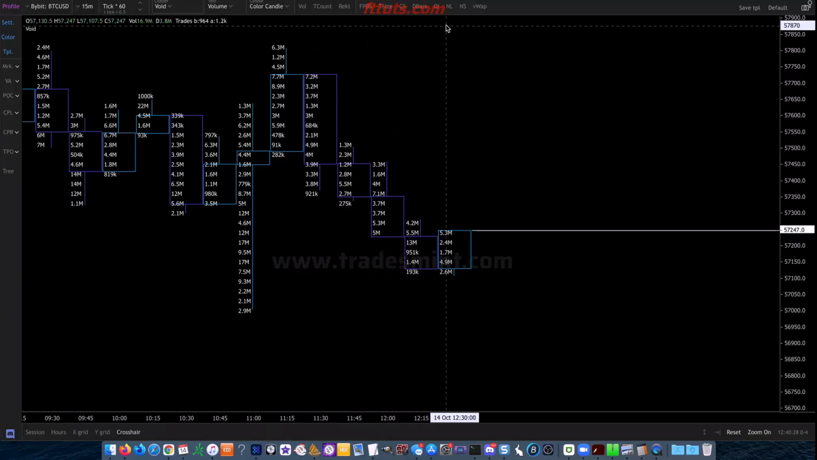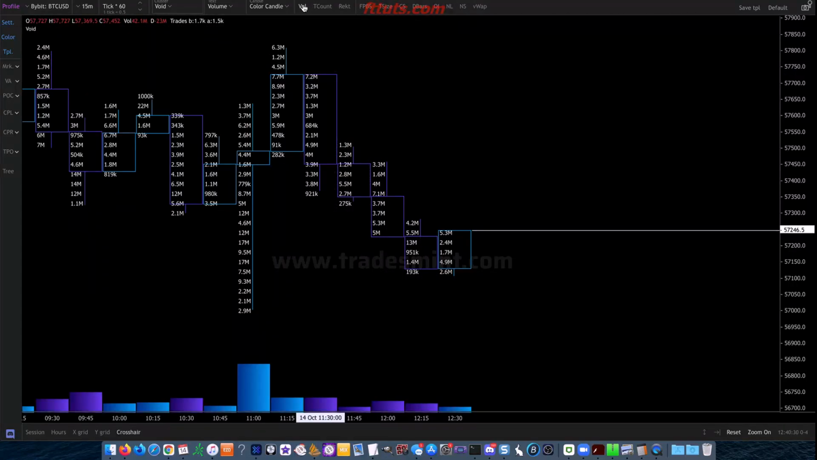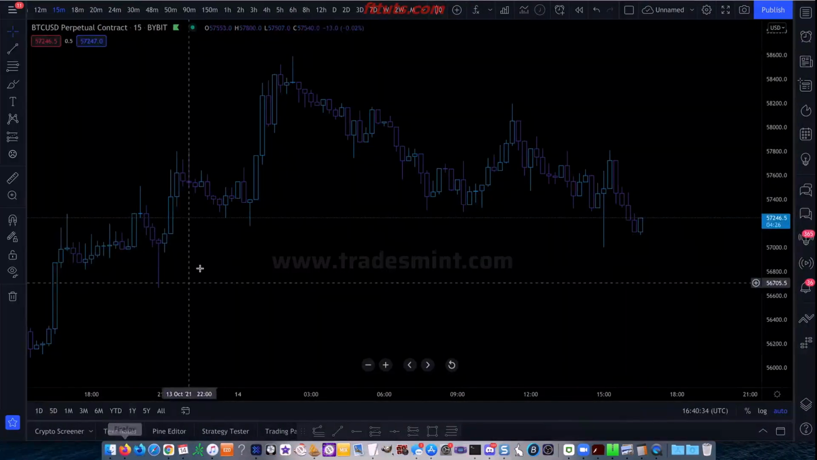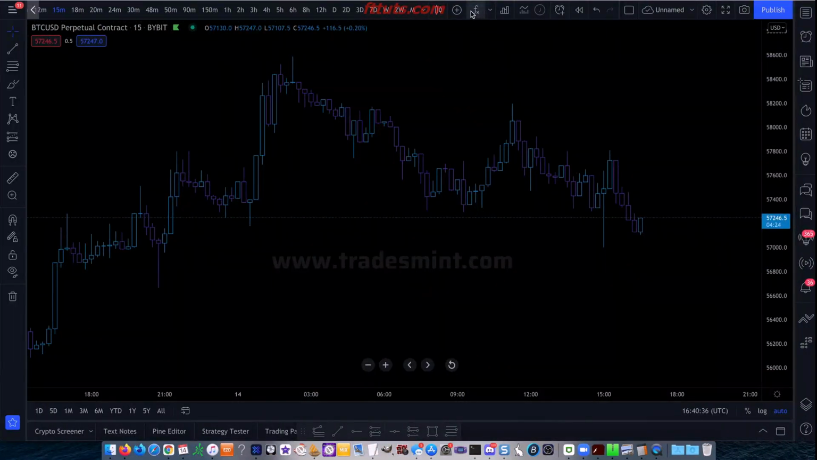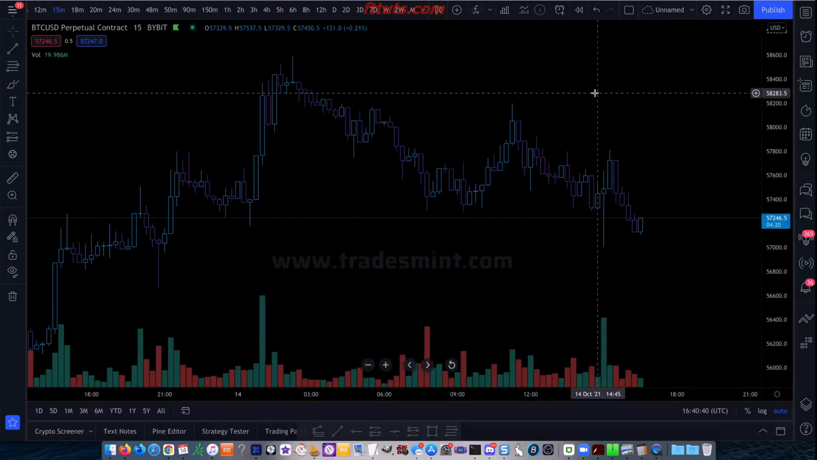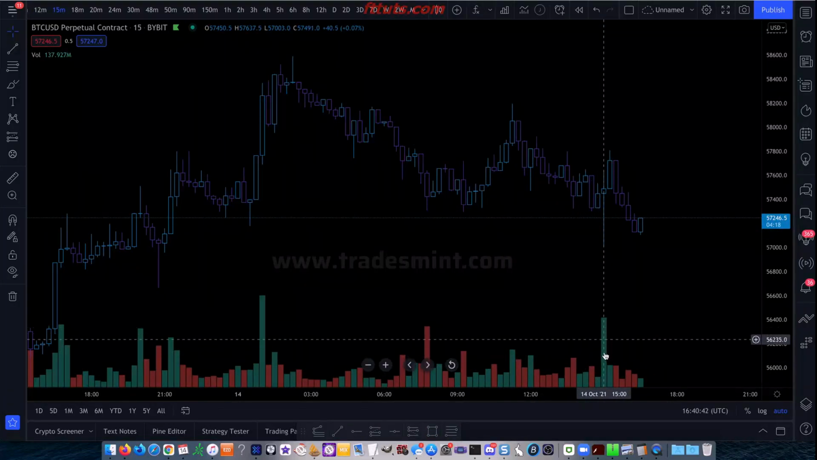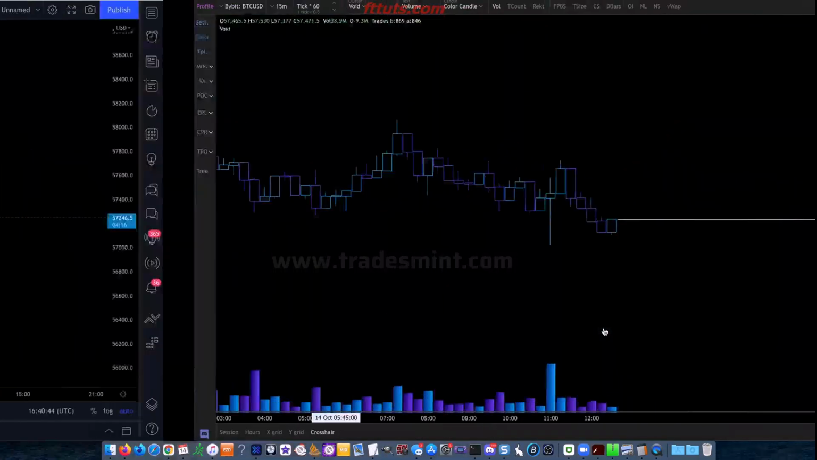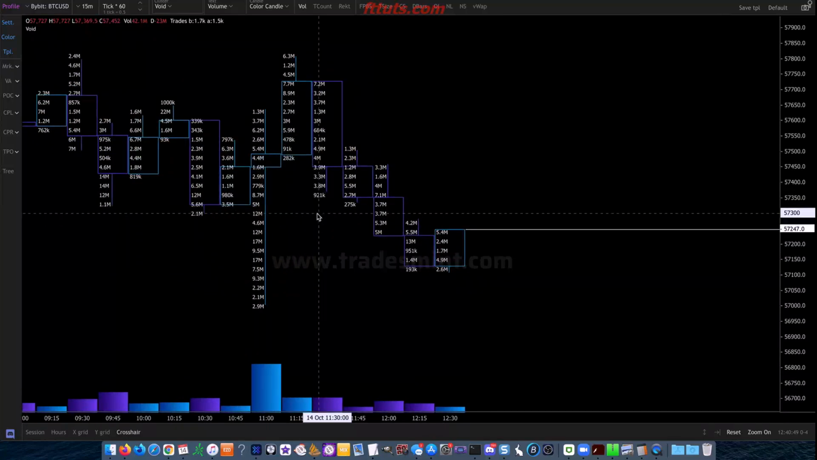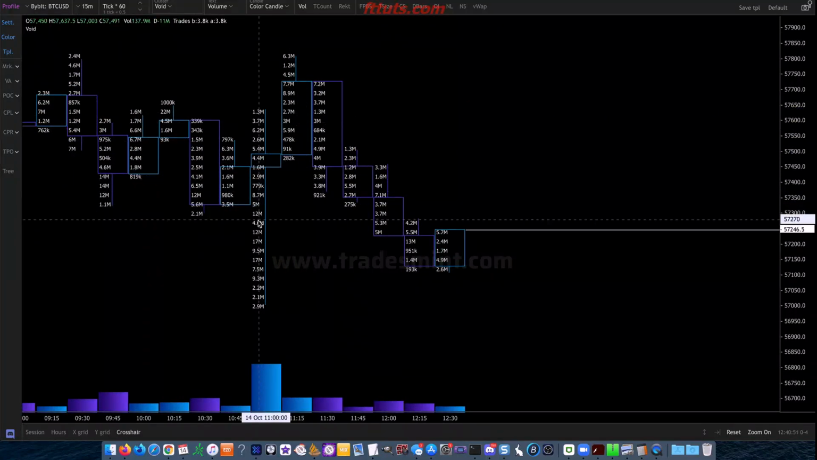Now, this is basically the same thing as having volume candles on a regular chart. If we go back to TradingView, go to our indicators and turn on volume, it's the same thing as these volume candles down here. The only difference is now we can see exactly how much volume came in at each price.